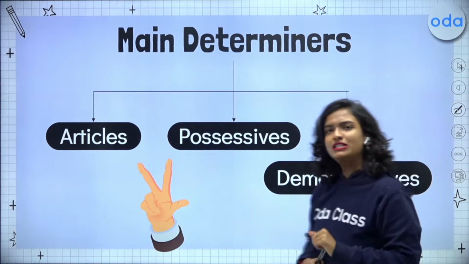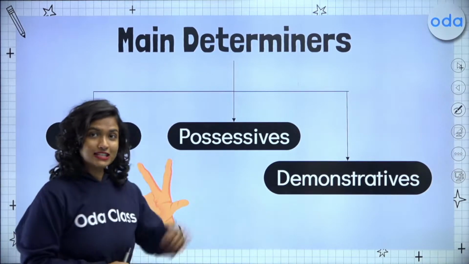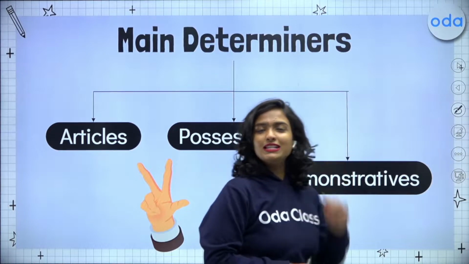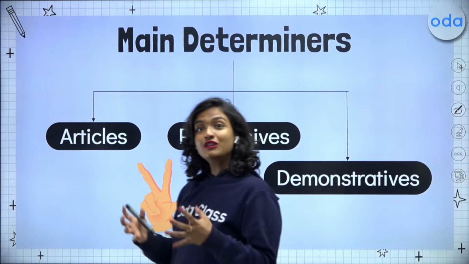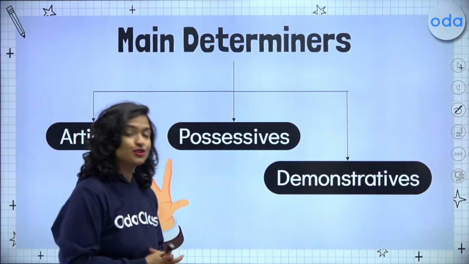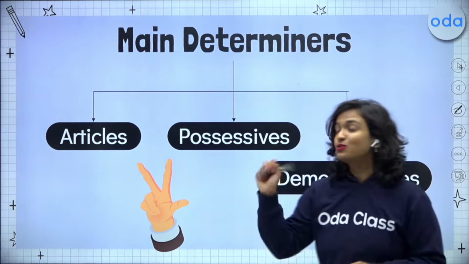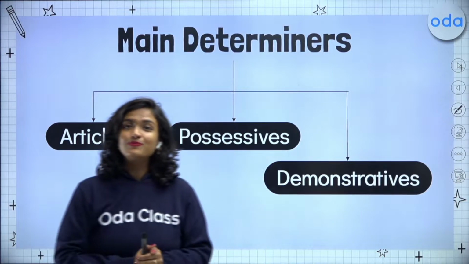Number two, possessives. And number three, demonstratives. We will start off with articles, students, then we will learn about possessives as well as demonstratives. As you can see, kids, there is going to be a lot of information given to you in this video. So I hope that you are sitting with your notebooks and pencil so you can take notes and you can also ask us in case you have any doubts, right?